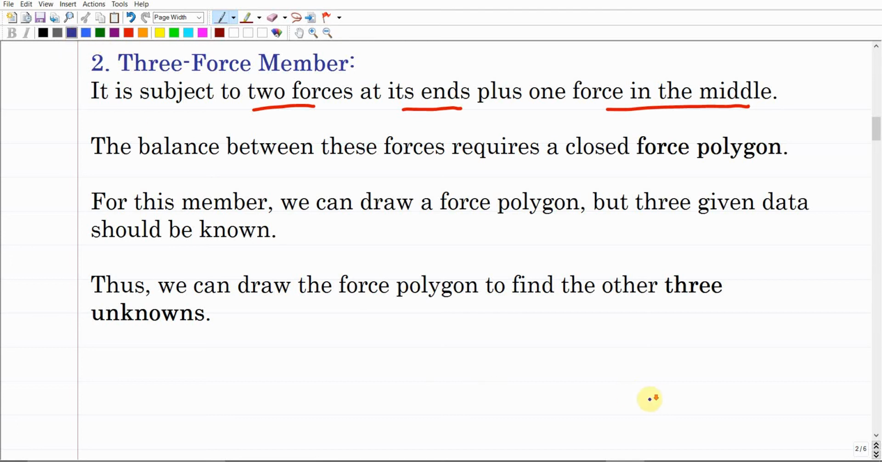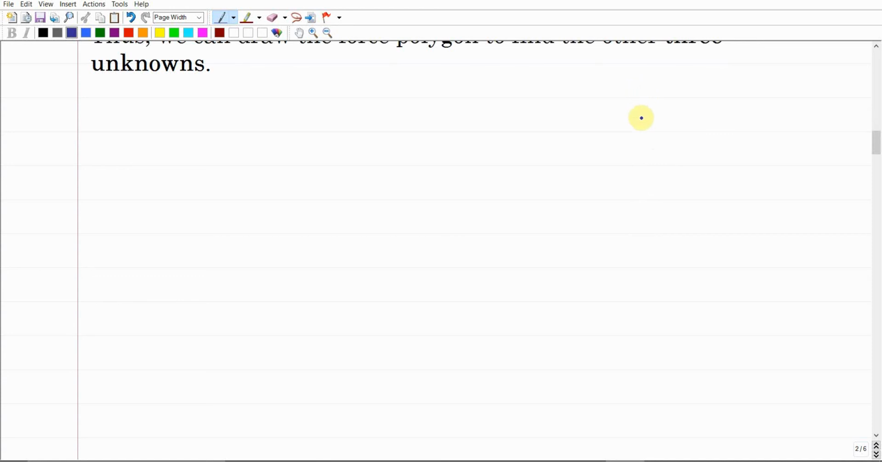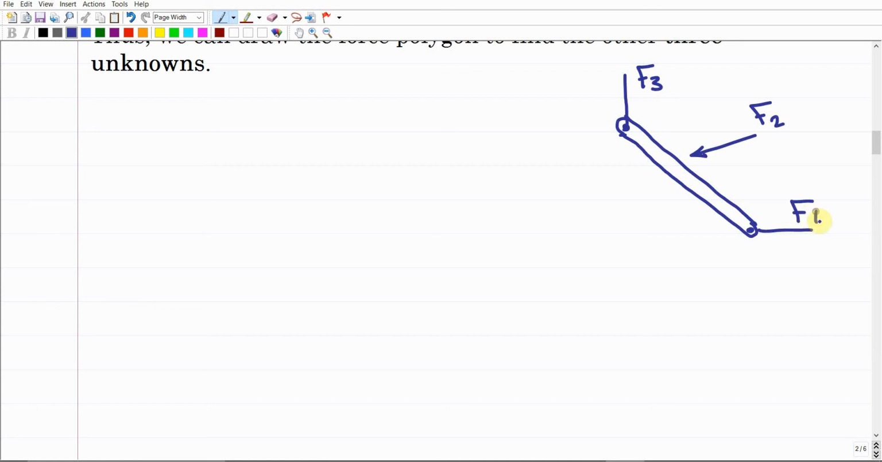So let us take a typical example of this type of member. We have this member, and it is subjected to three forces. One force at this end, another force at this end. In addition, there is another force already acting on the member in the middle. So we're going to have here F2. This is the middle force. This is what I mean by the middle: it is located between the two ends of the member. In addition, definitely we're going to have one force as F3, and another force here as F1 acting over this member.